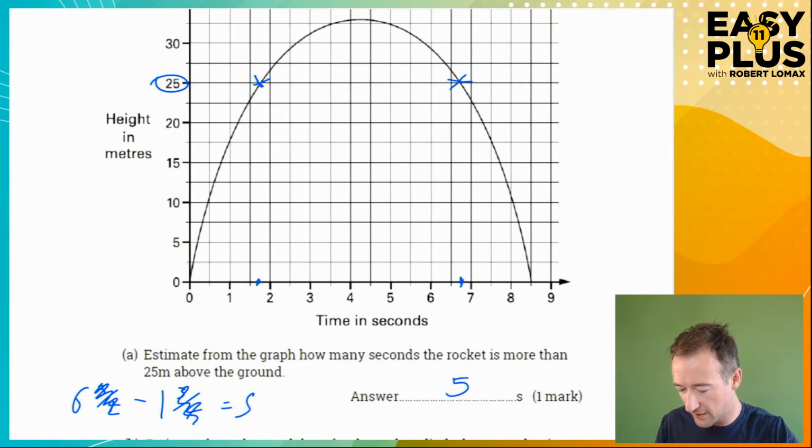5S. Okay, 5 seconds. And we're given S there, so we don't need to write the units. You can check this if we just start at 2 and count to 7. 1, 2, 3, 4, 5. 5 seconds. There we are. Nice and straightforward.